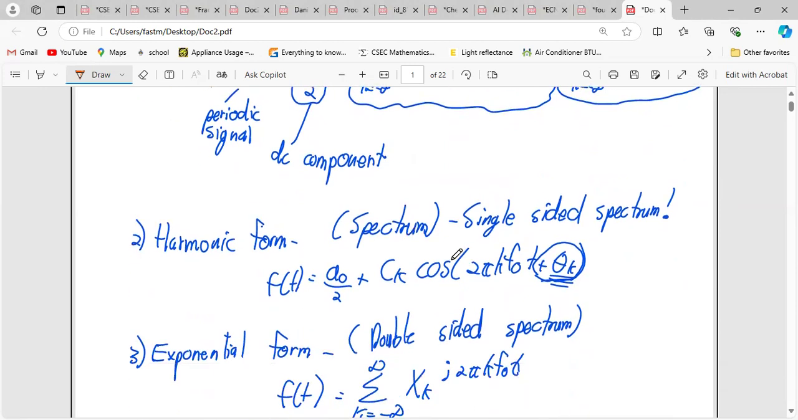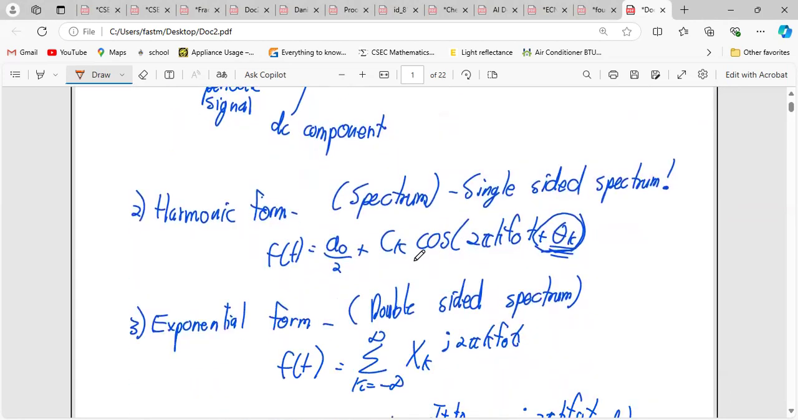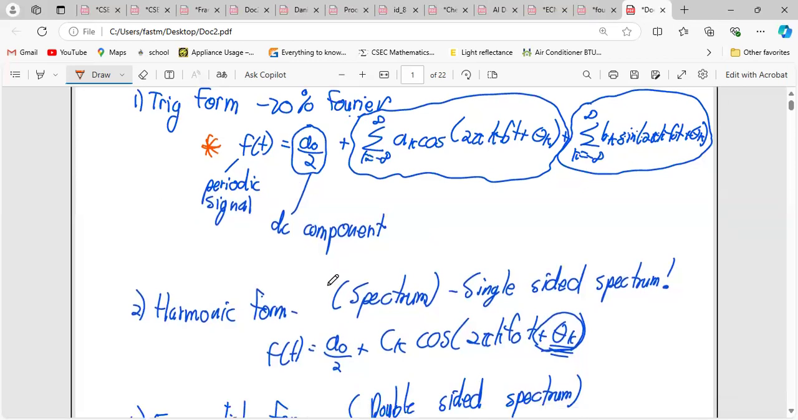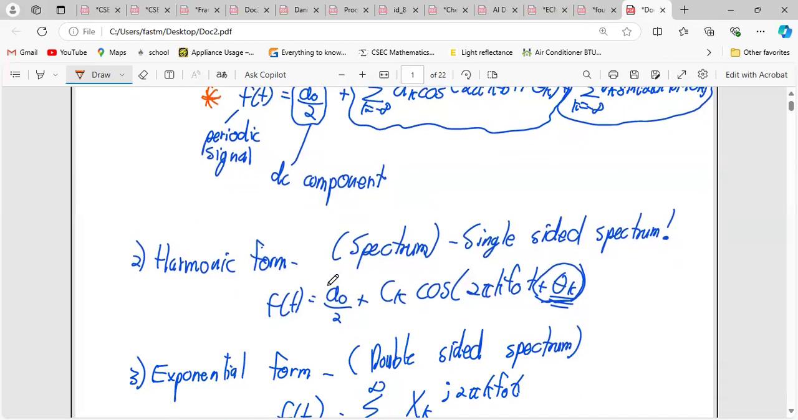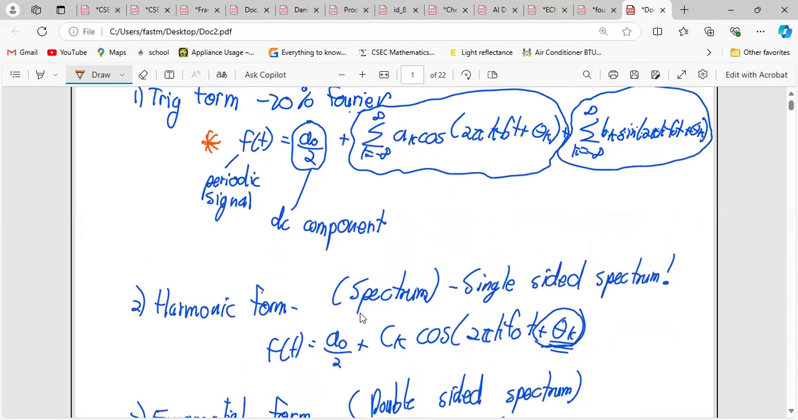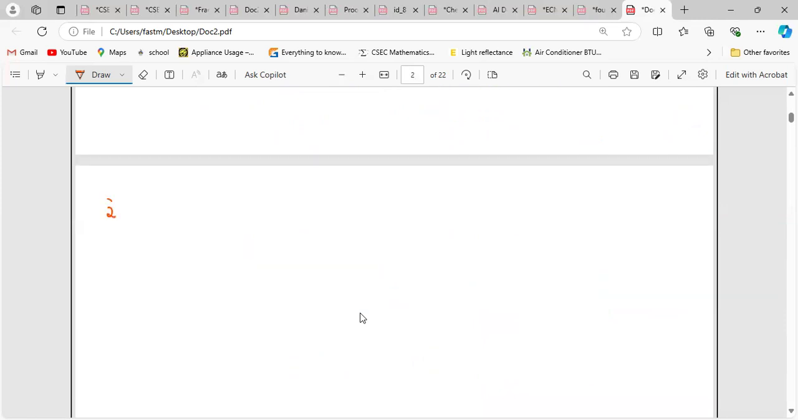The harmonic form, you will only use this if she asks you for the spectrum. So even if you have the trigonometric form of the Fourier series, you still need to convert it to the harmonic form to get the spectrum. So that's why this is the spectrum form of the Fourier series. Even if you had the exponential form, you could plot the spectrum with the exponential form, you would just end up with a double-sided spectrum. But if you're in a trig form, you have to go to the harmonic. So that's the second thing I wanted to go through.